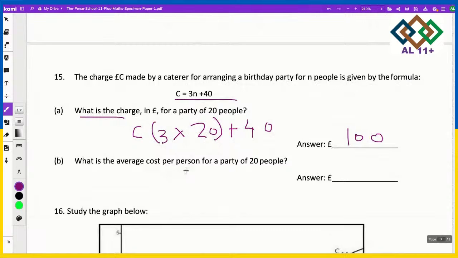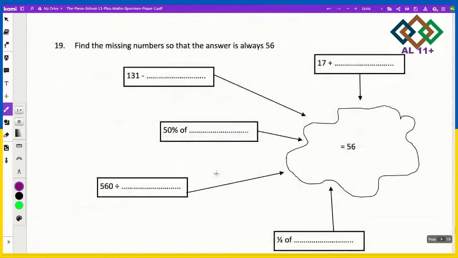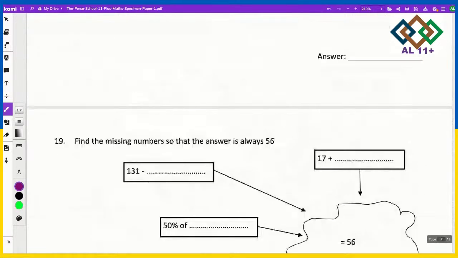What is the average cost per person? Oh, sorry about that. I'll just go back.